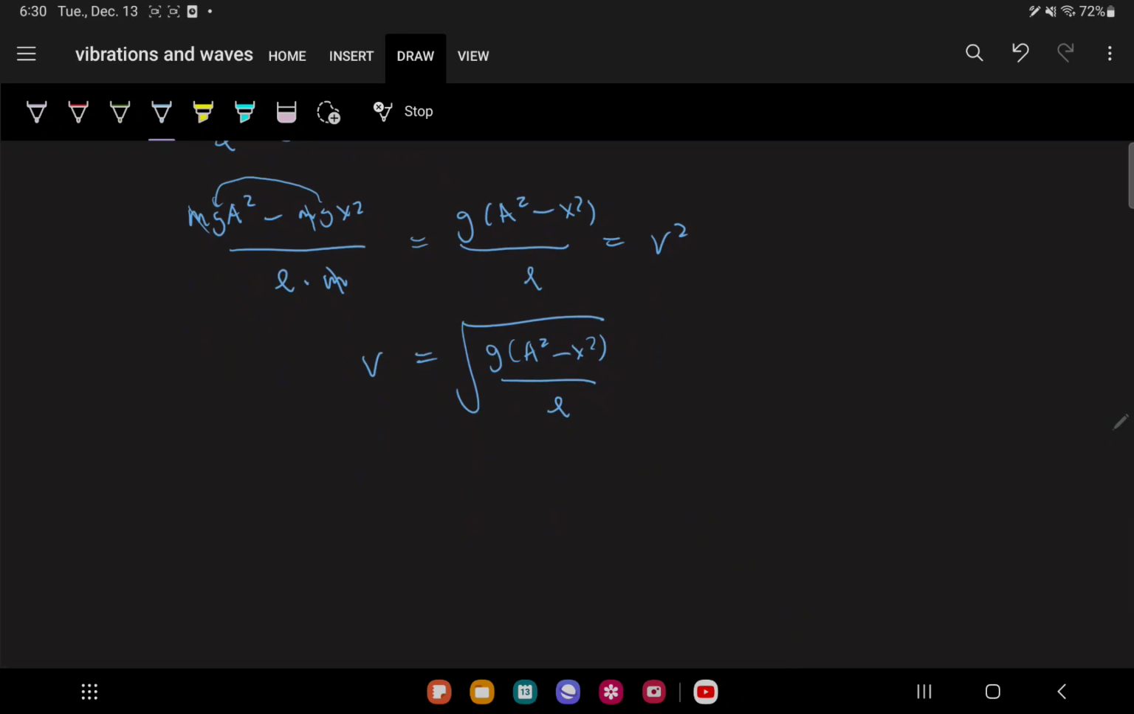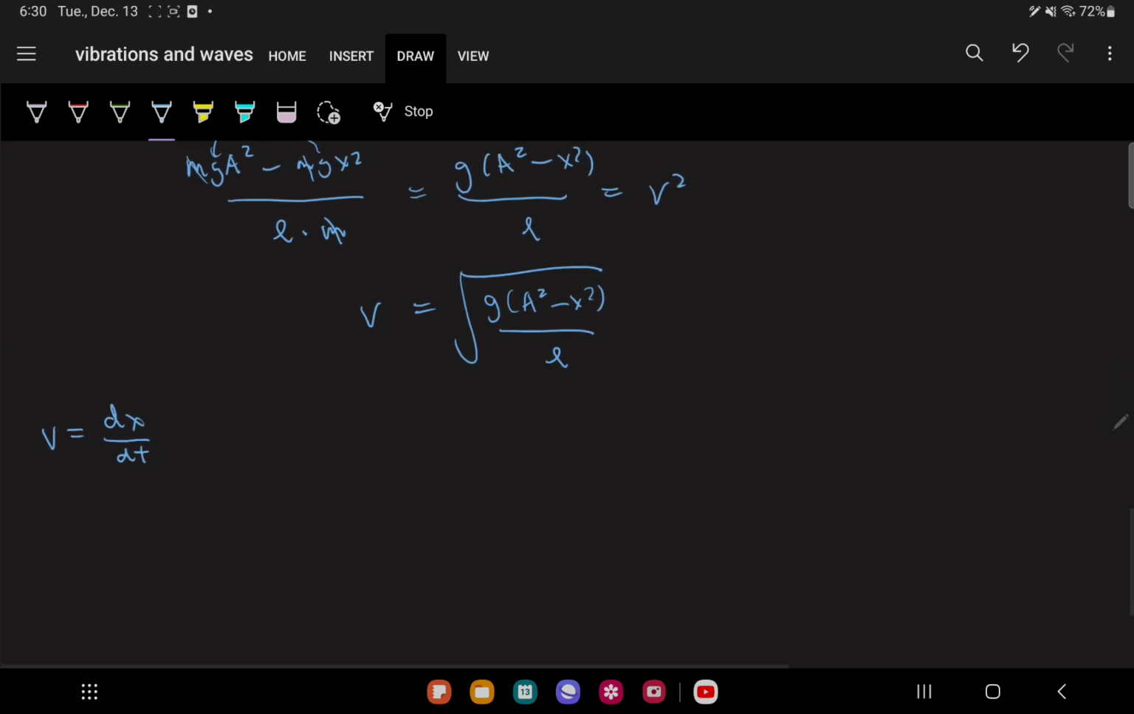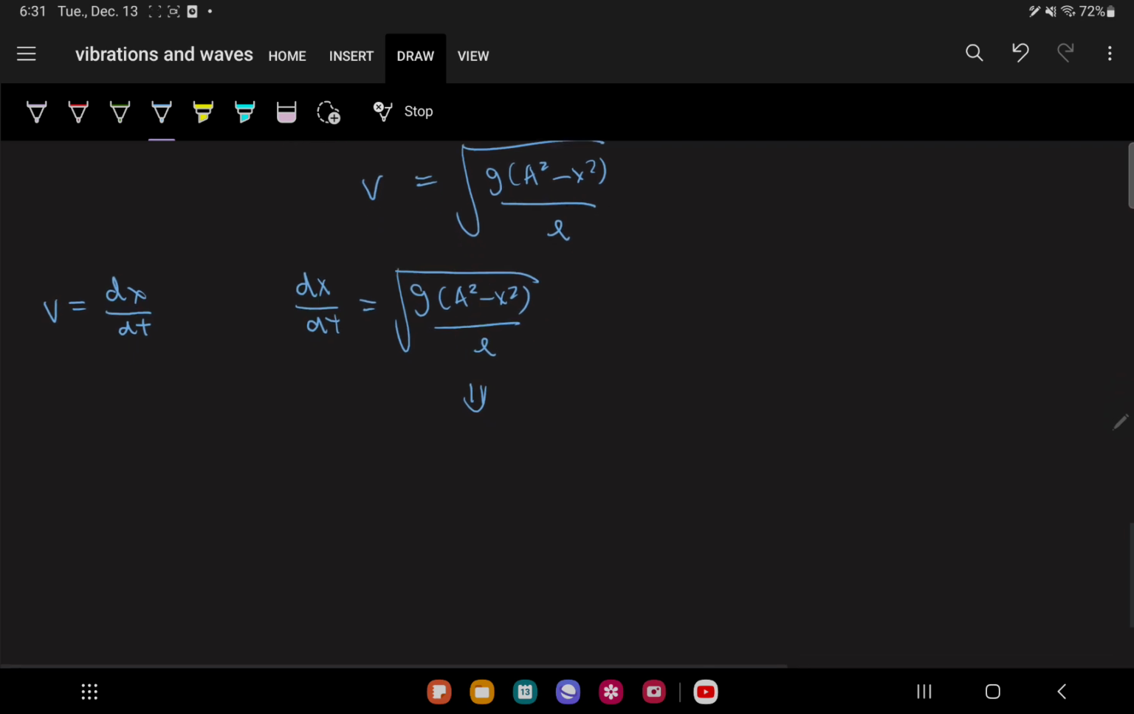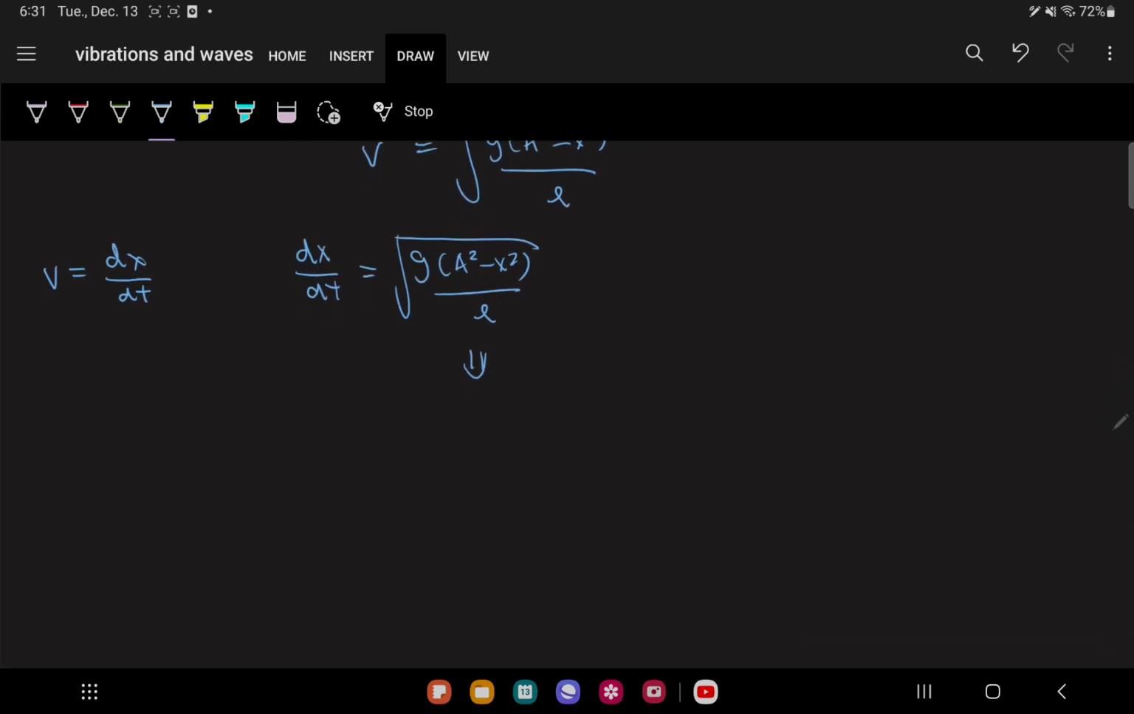Now, as you also know, v is essentially equal to the change in the displacement, so it's equal to dx over dt. So by that logic, we make it equal to that. And then one of the other basic facts of square roots is that this can be written as the square root of g over L times the square root of a squared minus x squared. So this is equal to dx/dt.